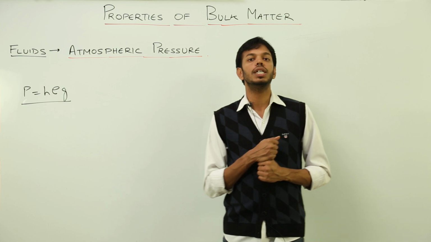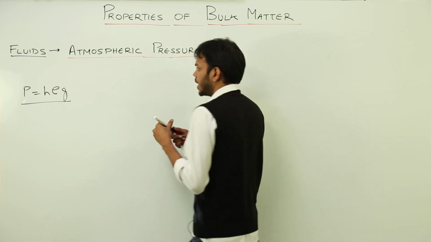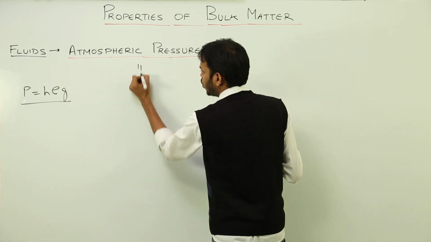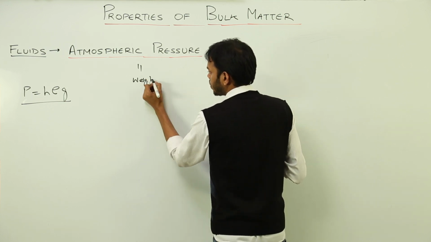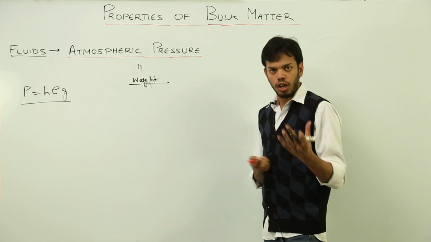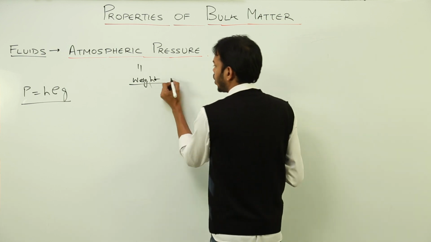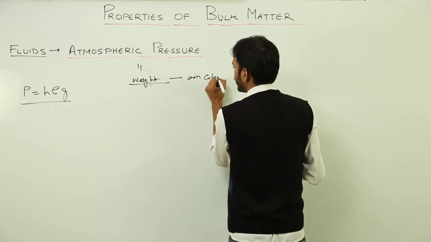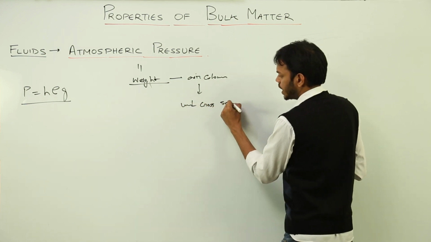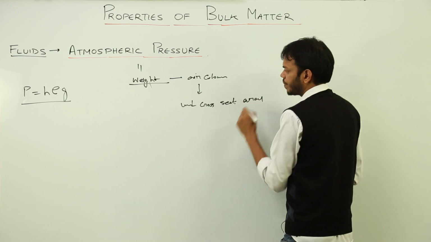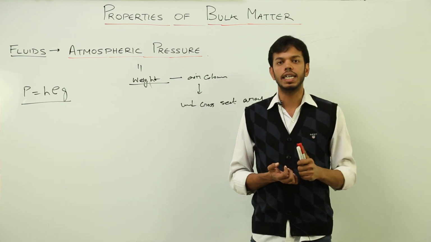Atmospheric pressure at any point is equal to the weight of the air column of unit cross sectional area extending from that point to the top of atmospheric layers.